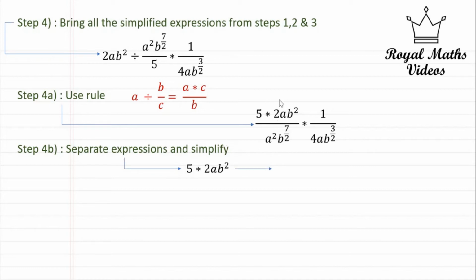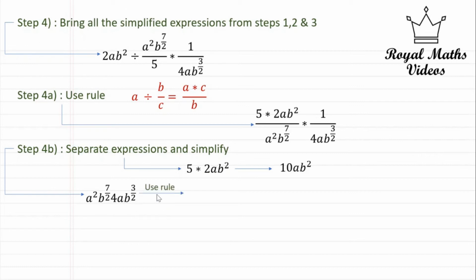So what we do over here, we take this part, 5 times 2 times a times b squared, and you just multiply the 5 by the 2, which becomes 10ab squared. And then what we need to do is combine these two here. As you can see, this is really just one fraction, where this is the numerator and this is the denominator. So for the denominator, we have combined everything together, where it's a squared times b to the power of 7 over 2 times 4 times a times b to the power of 3 over 2.